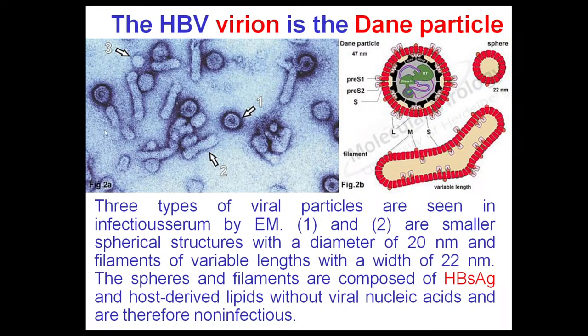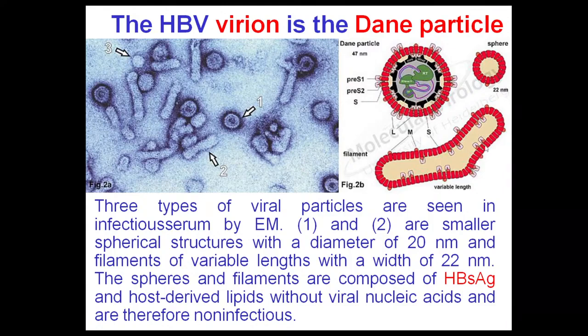But if you take a look at the blood of infected individuals, you will see there is not only one type of particle, where we can find the genome and the core and the polymerase. So this is the infectious virus particle that is called the Dane particle, 42 to 47 nanometers in diameter, because we may consider the length of the glycoprotein spikes. But apart from this Dane particle, some other particles can be found.